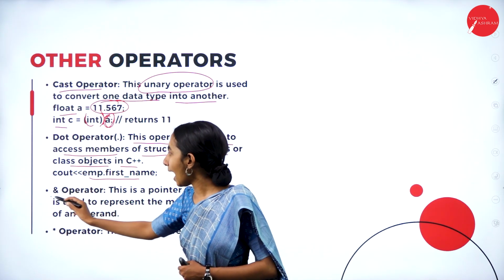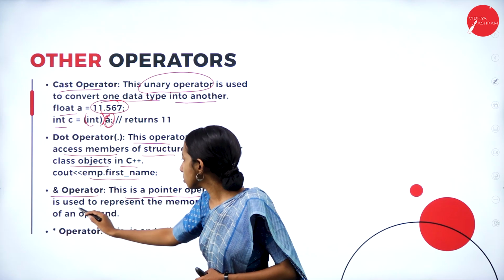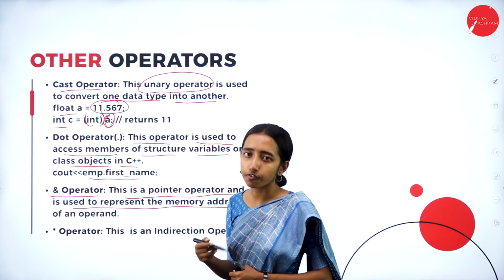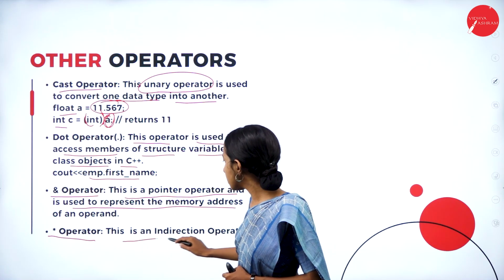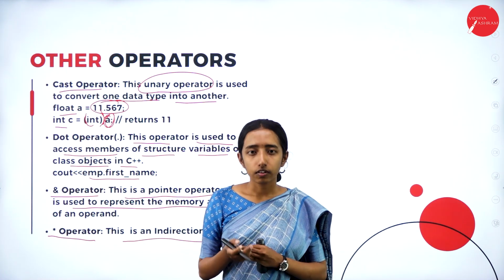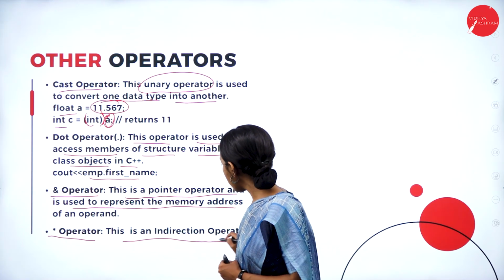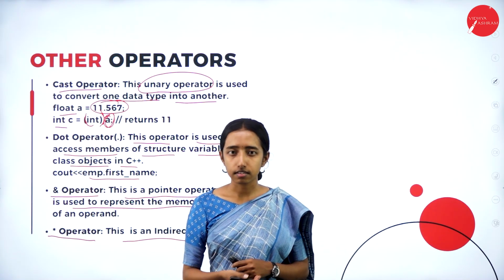Next I am having the AND operator. This is a pointer operator used to represent the memory address of an operand. The asterisk operator is used as an indirection operator. It is used for indirecting things, that is the indirection operator. So this was about the operators.